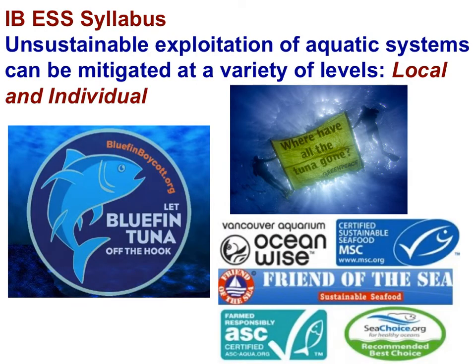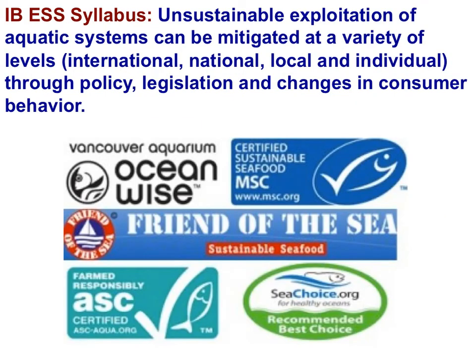Now let's look at local and individual level strategies that mitigate unsustainable fishing. These would include the work of the local aquarium, the use of social media, boycotts, protests, and the choices that people make about the seafood they buy. These are local and individual level actions to mitigate unsustainable fishing. Remember, we are examining this IB syllabus statement. Unsustainable exploitation of aquatic systems can be mitigated at a variety of levels: the international, national, local, and individual, through policy, legislation, and changes in consumer behavior.